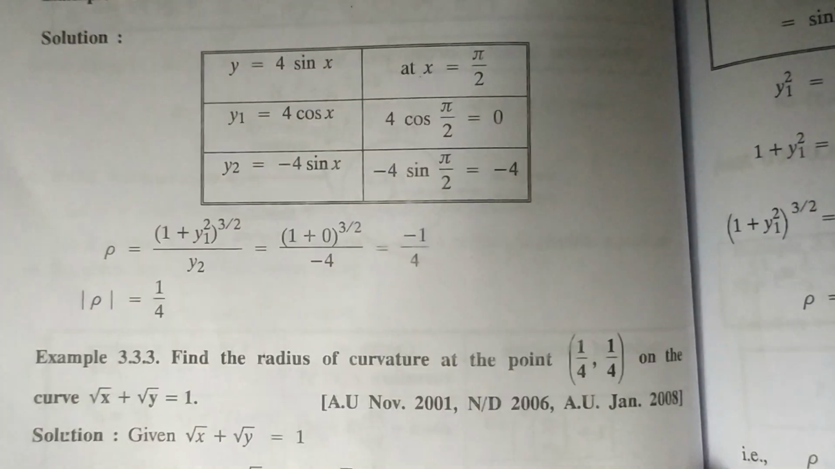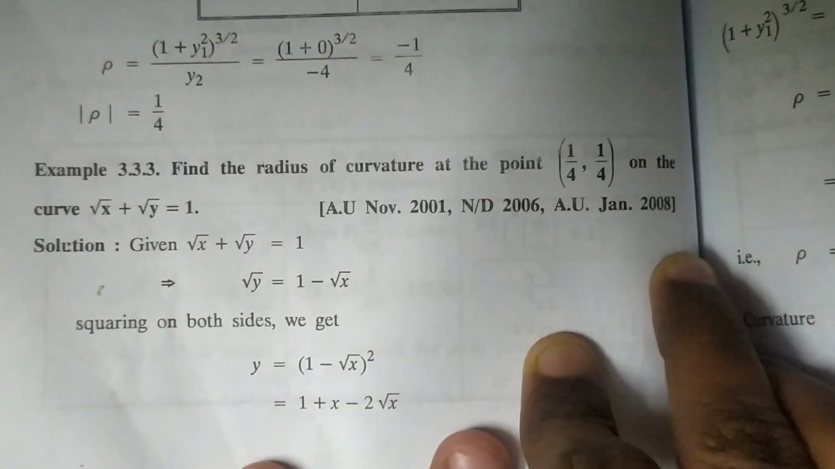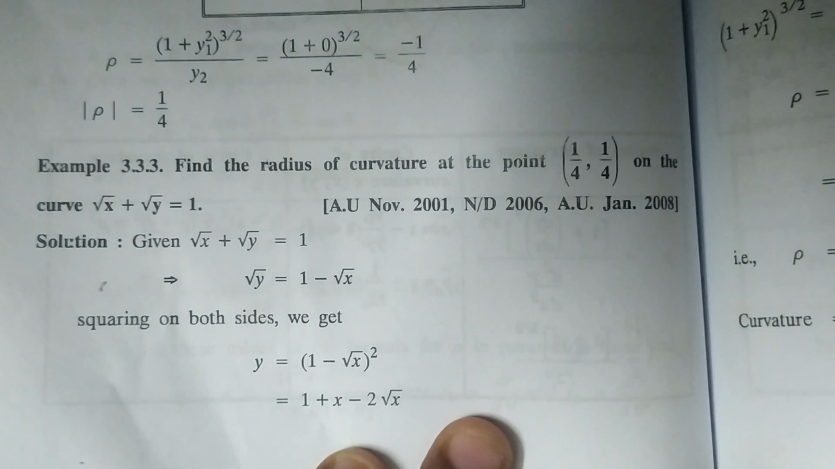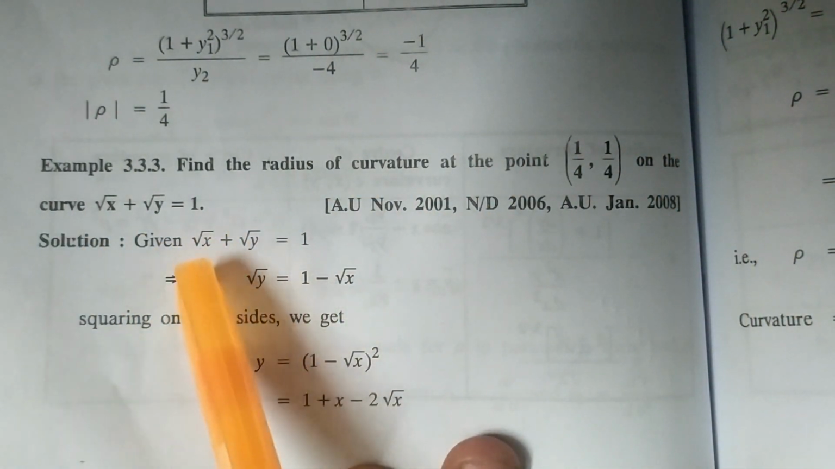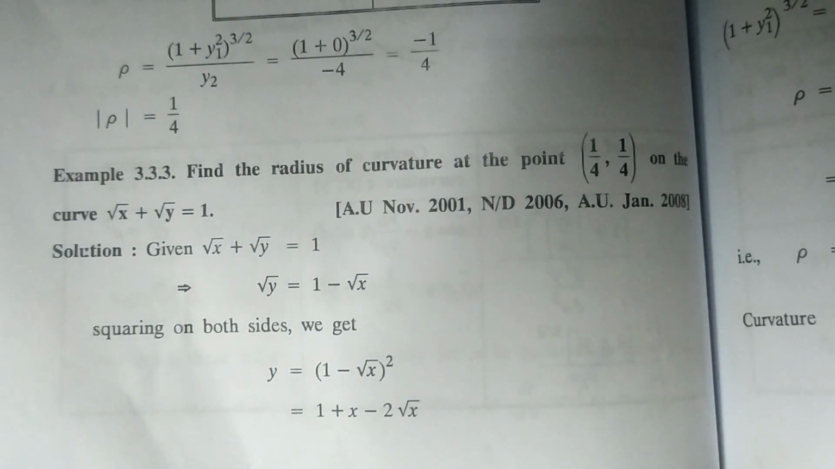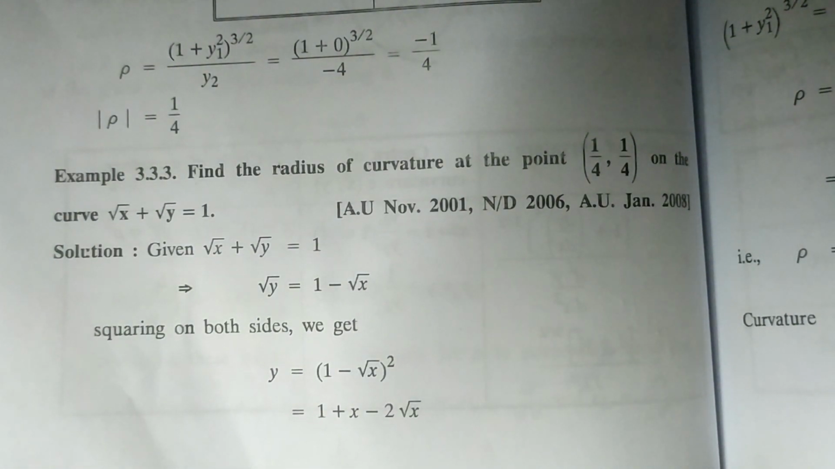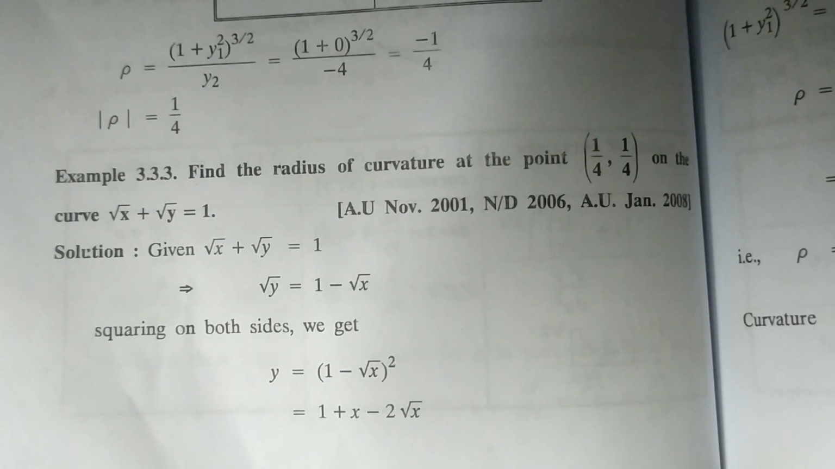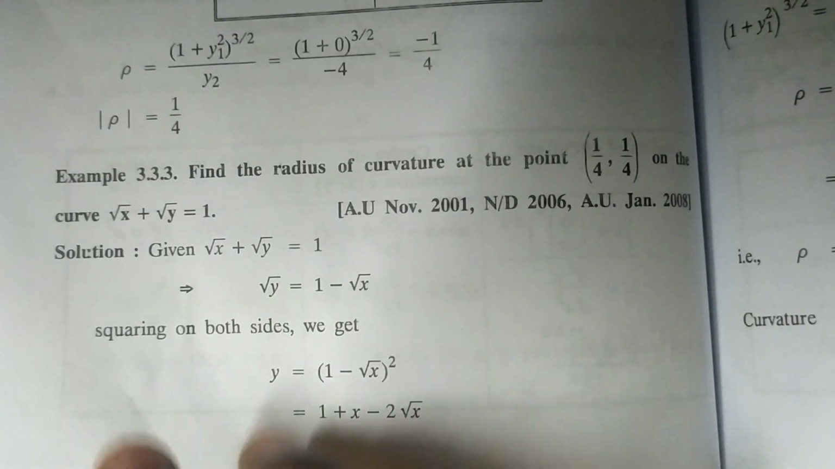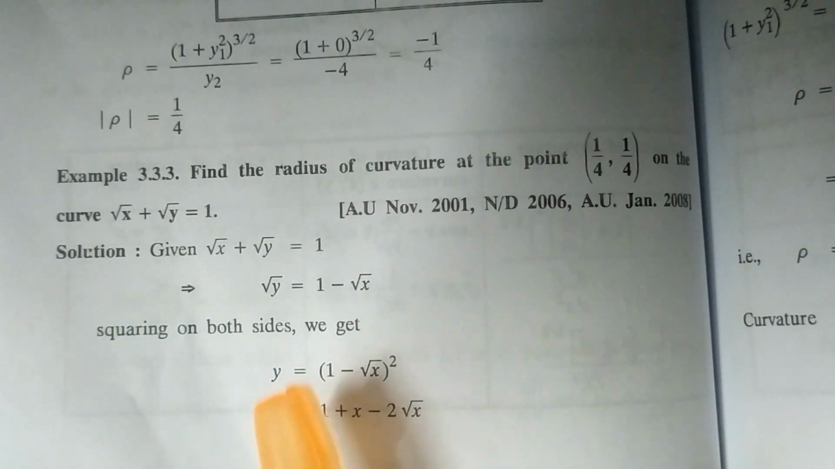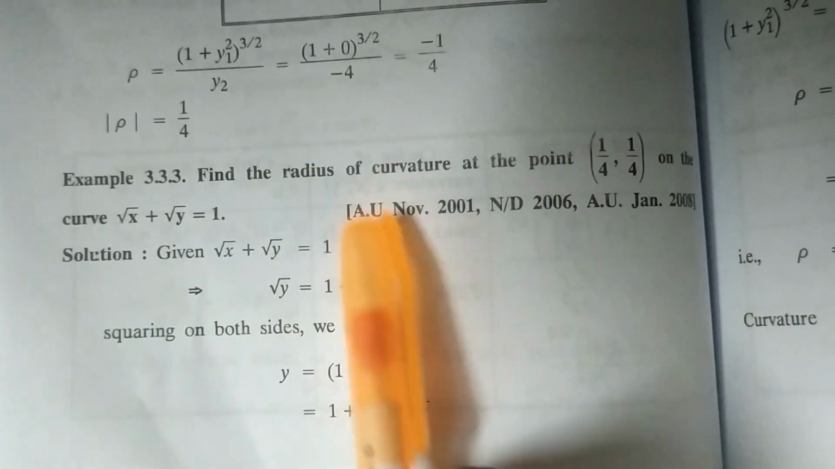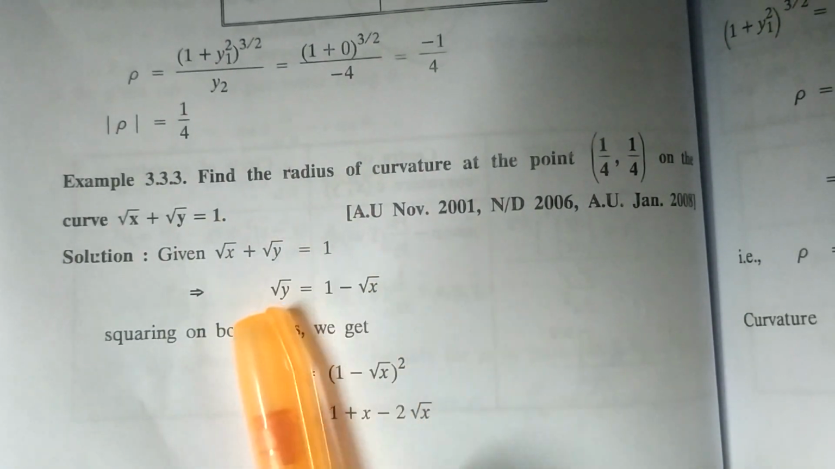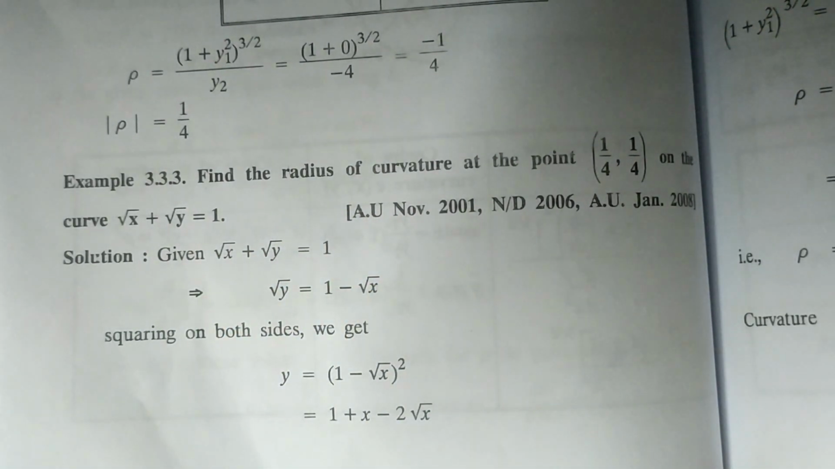Okay. Then we are going to see another problem. Find the radius of curvature at the point 1 by 4 comma 1 by 4 on the curve root x plus root y is equal to 1. So what you have to do is, first of all we have to consider y, then only we can take it like dy by dx or d square y by dx square. So from this equation, keep this root y here itself is equal to 1 minus root x will come here. Okay. Take square on both sides.